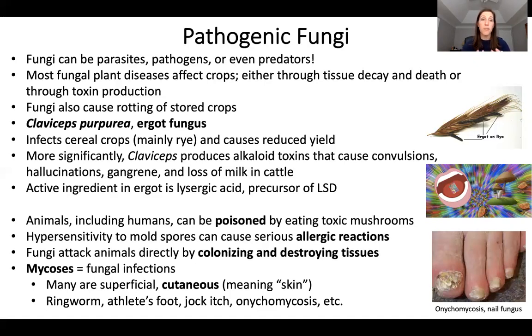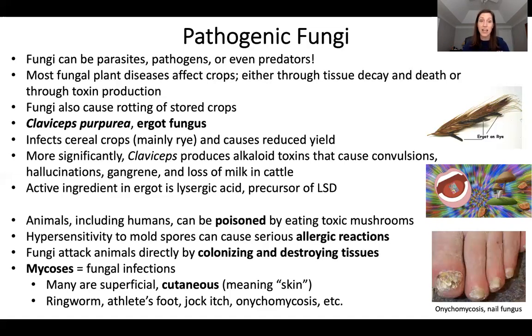Okay, so the one species on this slide that you need to know the scientific name of, to recognize in a test question potentially, is Claviceps purpurea. Claviceps is the fungus known as ergot fungus. It mainly infects cereal crops like rye, and it causes reduced yield. So it just decreases the health of the plant overall, and you get less rye produced. Also, Claviceps produces some of those toxic alkaloids.